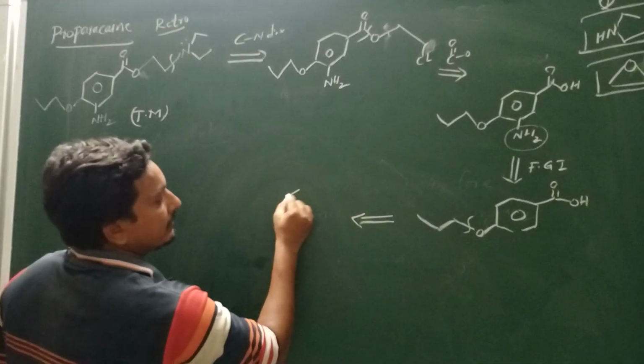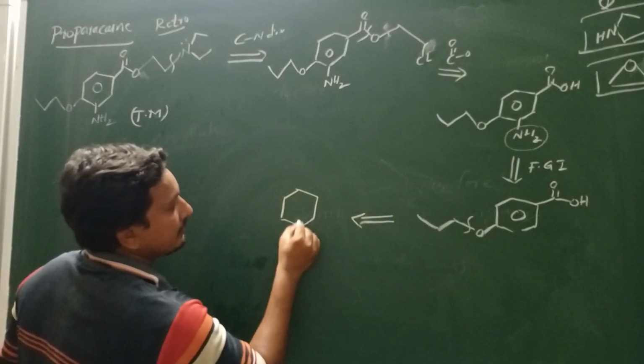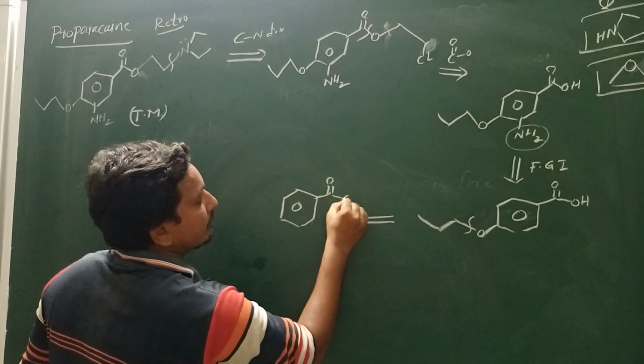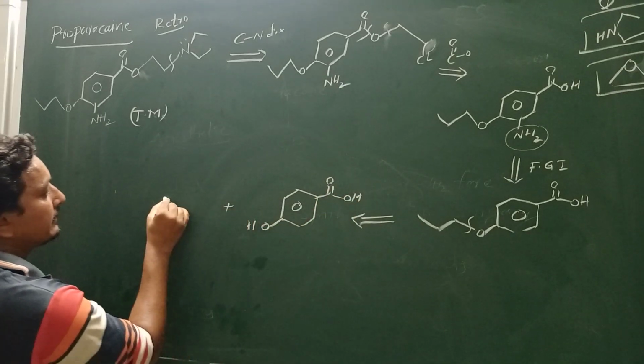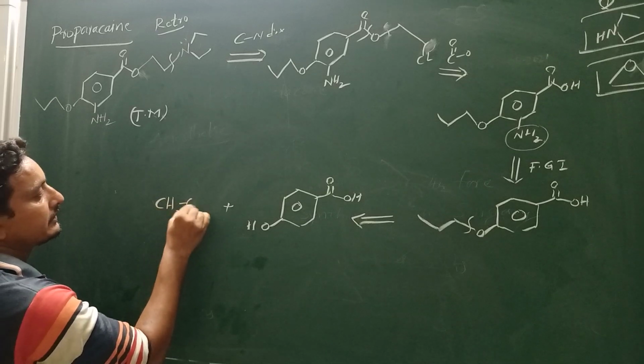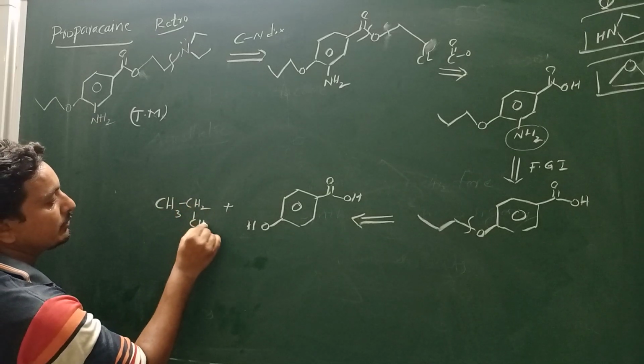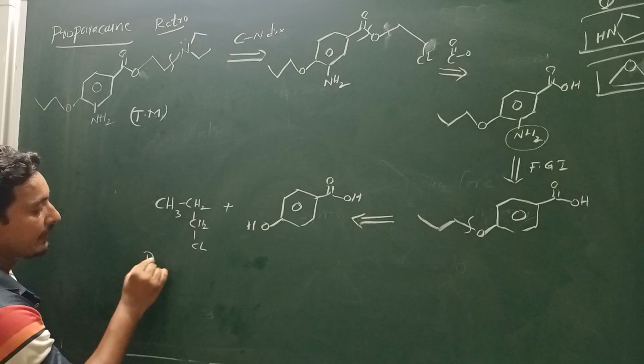Here the disconnection takes place next to the heteroatom. Disconnect the carbon next to the heteroatom. Now the target molecule is C double bond OH. Here OH. The synthon is CH3, CH2, CH2, Cl. Propyl chloride.